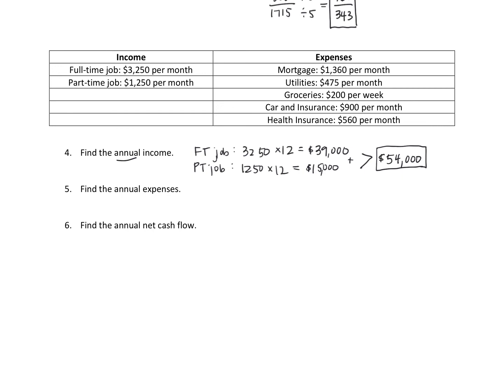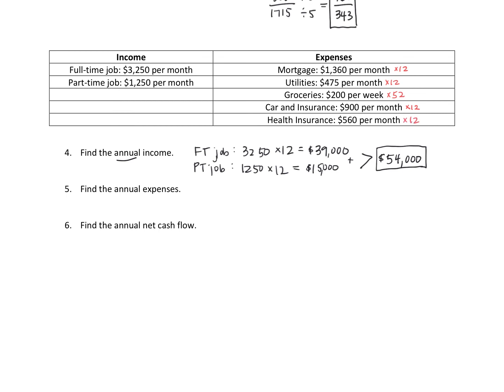Find the annual expenses. So we need to do the same thing for the expenses. The mortgage, I'm just going to do it in the chart, is per month, so that's times 12. Utilities is per month, that's times 12. Groceries is per week. There are 52 weeks in a year, so I'm going to multiply that by 52. 900 per month, so times 12, and 560 per month is times 12.